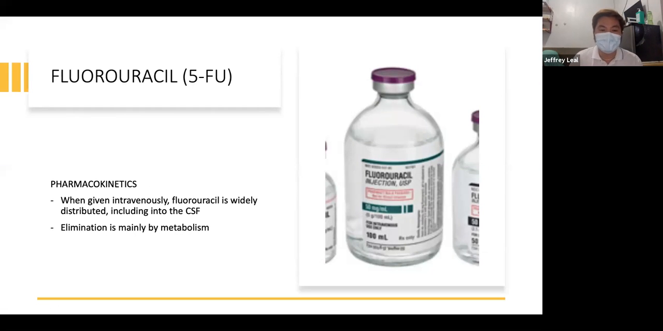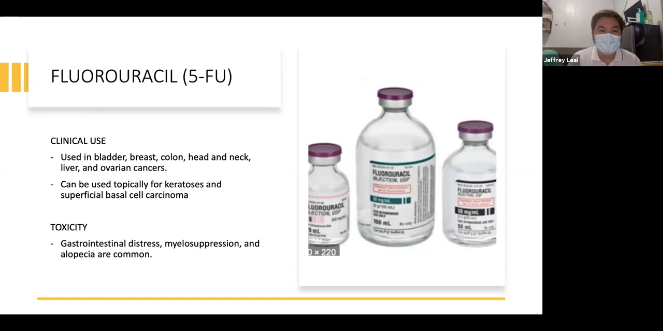Fluorouracil can be given intravenously, and it is widely distributed, including into the cerebrospinal fluid, and it is eliminated mainly by metabolism. Okay? And 5-fluorouracil is used in bladder cancers, breast cancers, colon cancers, head and neck, and liver cancers, and even ovarian cancers. It can be used topically for keratosis and superficial basal cell carcinomas. Its toxicity would include gastrointestinal distress, myelosuppression, and alopecia is also common.